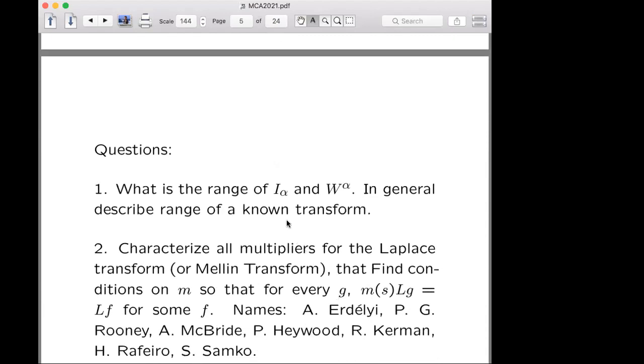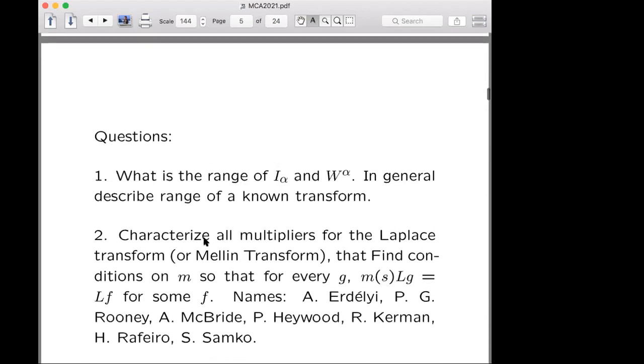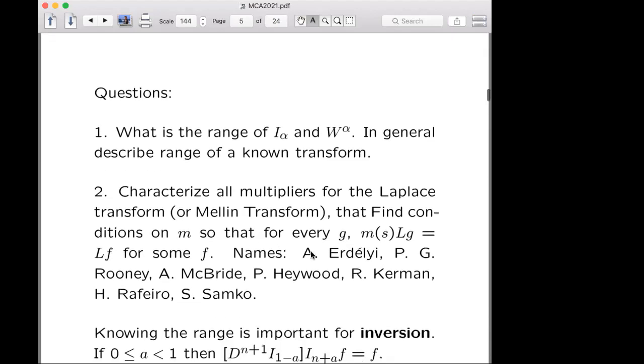When you have something like this, the first thing you want to do is look at the ranges of these fractional integral operators. Define where the domain is and look at the range. They also act as multipliers for the Laplace transform. And the theory of multipliers for general transforms is well developed. Erdélyi was one of the very active people, Rooney, McBride, Haimo, Kober, Raphael, Samko. So a lot of people worked on this multiplier theory.